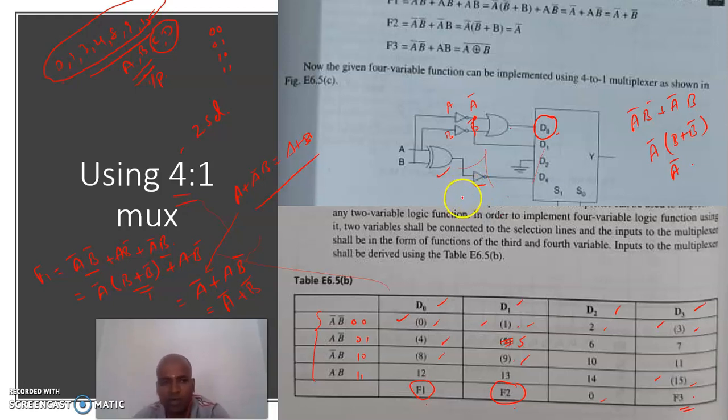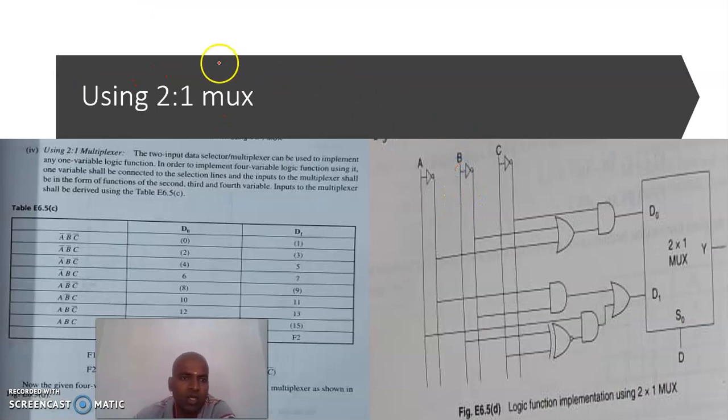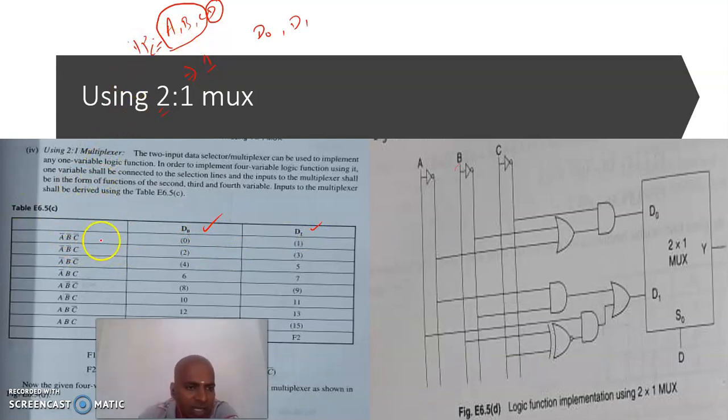Right, we'll move to the next one, 2x1 mux. Our given input is 4 variables, and for 2x1 we need only one selection line. So I'm going to use D as the selection line, and the remaining 3 variables act as inputs. Two inputs are needed, D0 and D1, so let's write D0 and D1, and on this side A, B, C act as inputs. Write down the 8 possible combinations: 000, 001, 010, up to 111.